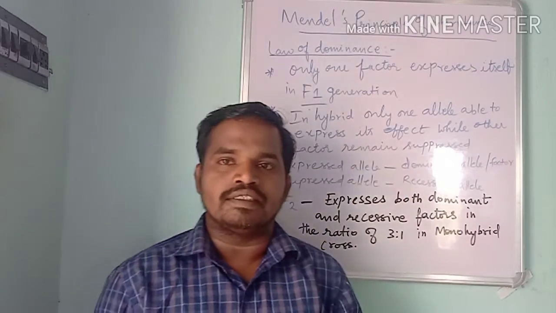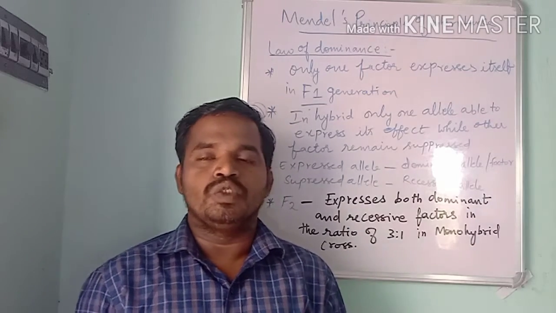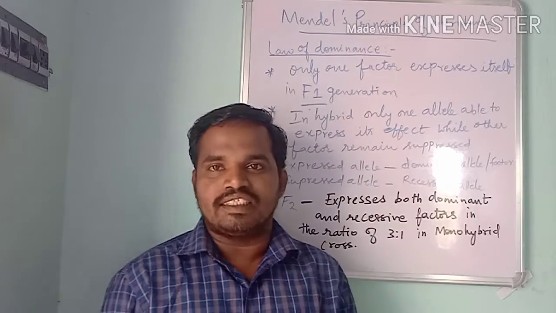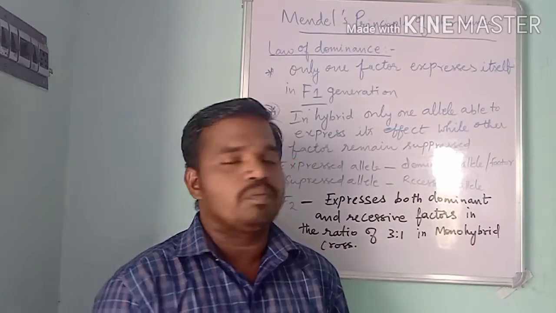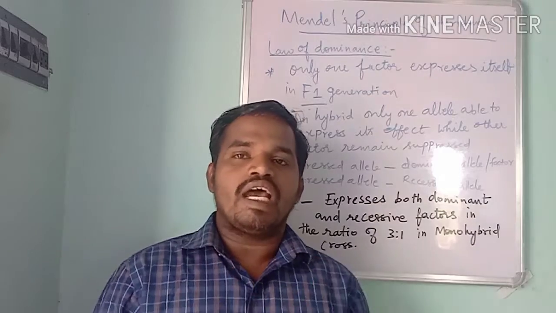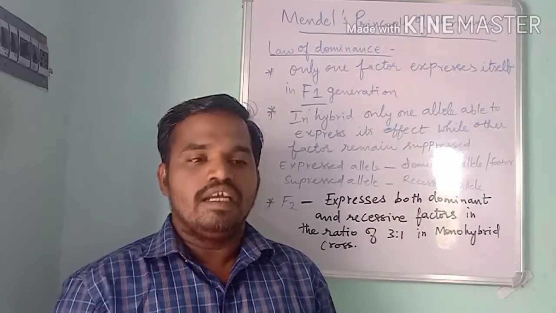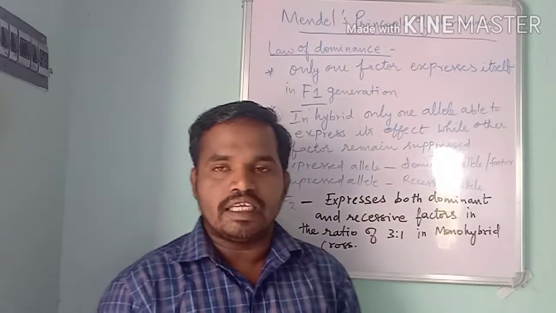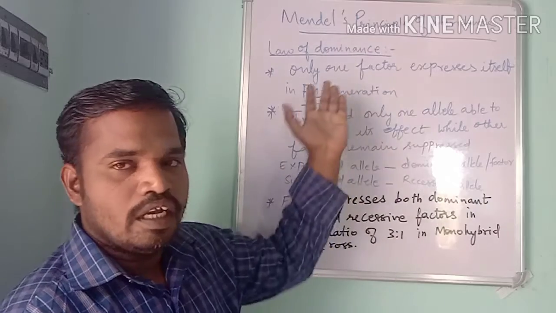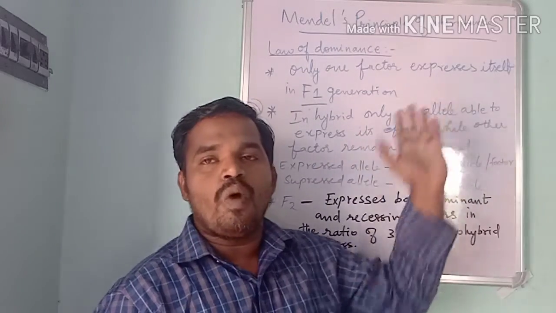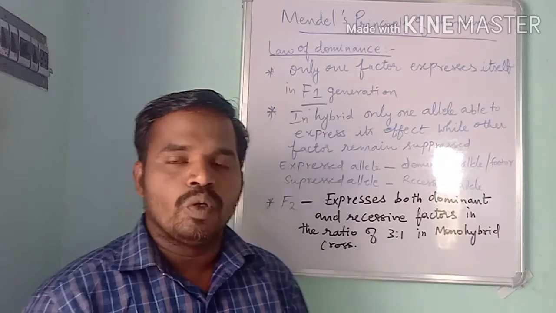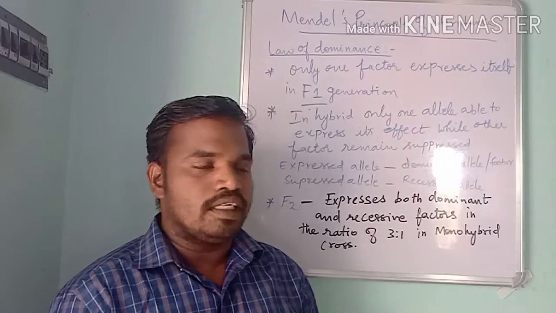According to the law of dominance, when we take two pure breed plants with a pair of contrasting traits and cross them, in the F1 generation only one factor, only one allele, is able to express its phenotype in the hybrid. So it is known as the dominant allele. The allele which is not able to express itself in the F1 generation is known as the recessive allele.